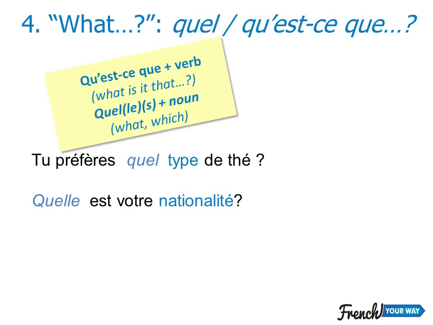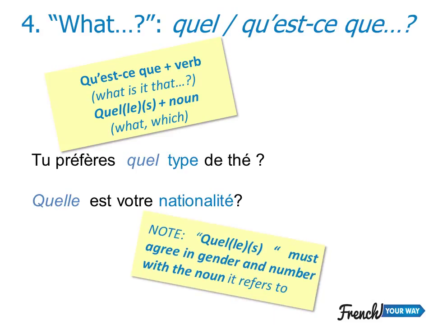Now you probably noticed that quel had a different spelling in the two examples that I used. This is because quel, referring to a noun, it needs to agree in number and gender with that noun. So in these examples, type is masculine, so I use the masculine form for quel. Nationality is feminine, and I used the feminine form for quel. If you have already started learning French, you probably know what I'm referring to.